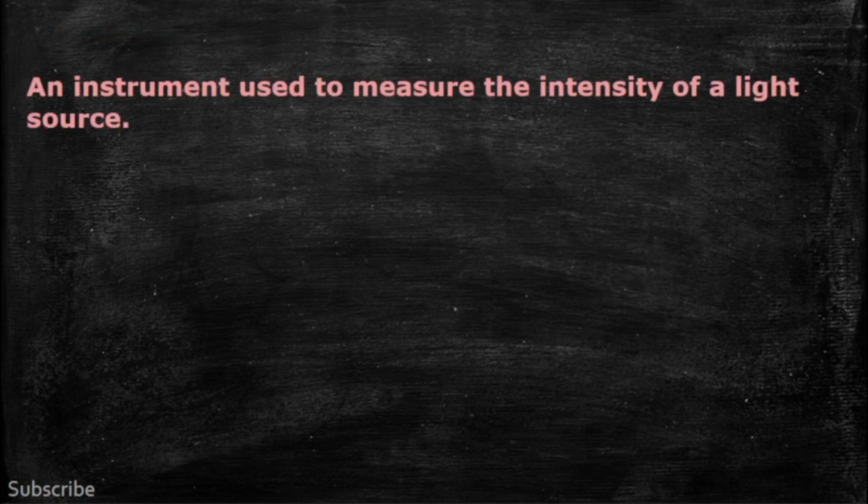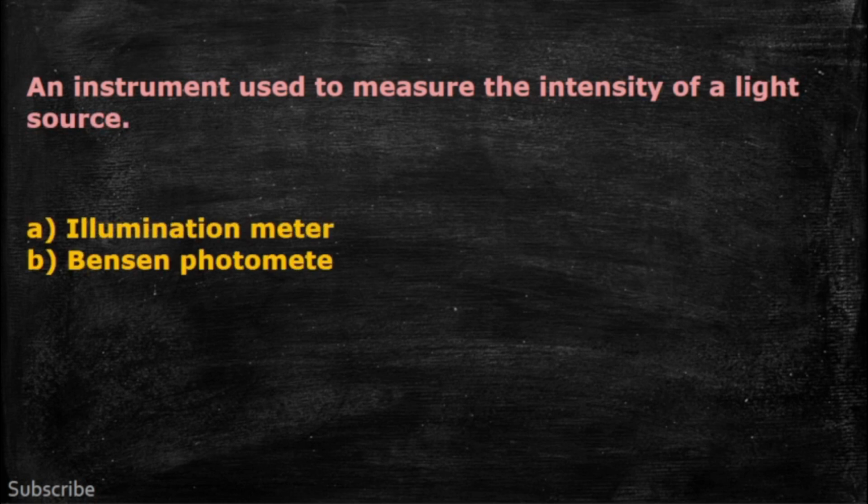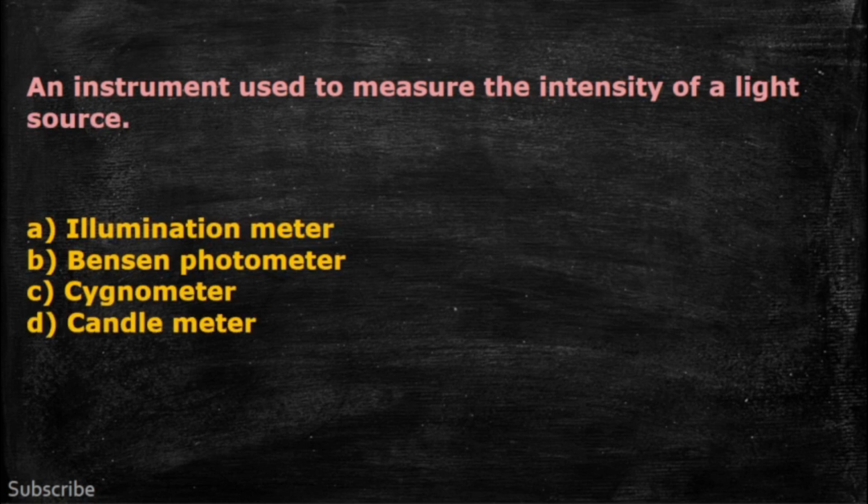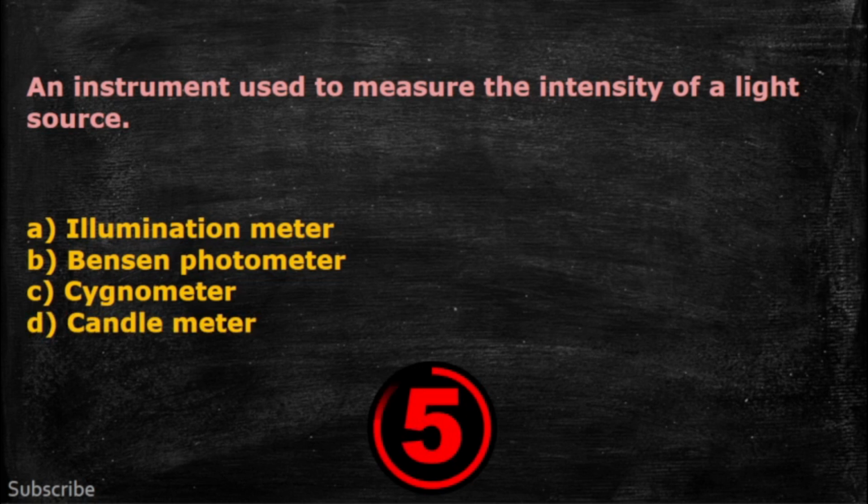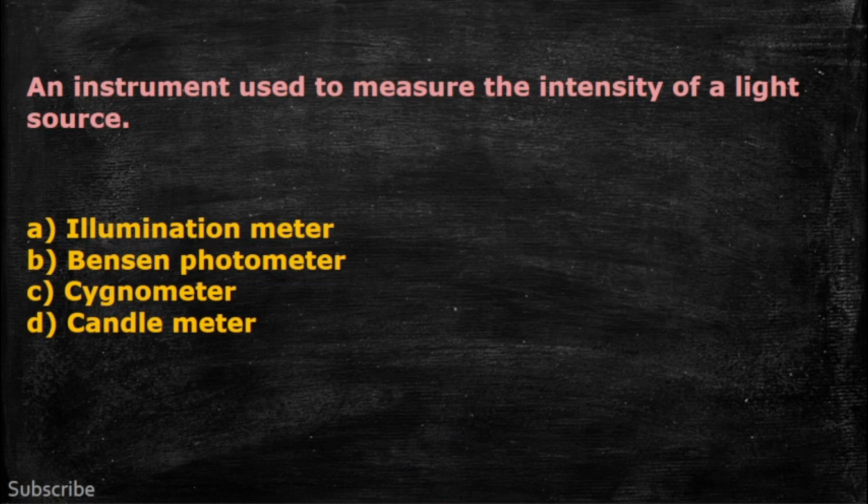Question number 3. An instrument used to measure the intensity of a light source. A. Illumination meter. B. Benson photometer. C. Signometer. D. Candle meter. The correct answer is letter A. Illumination meter.